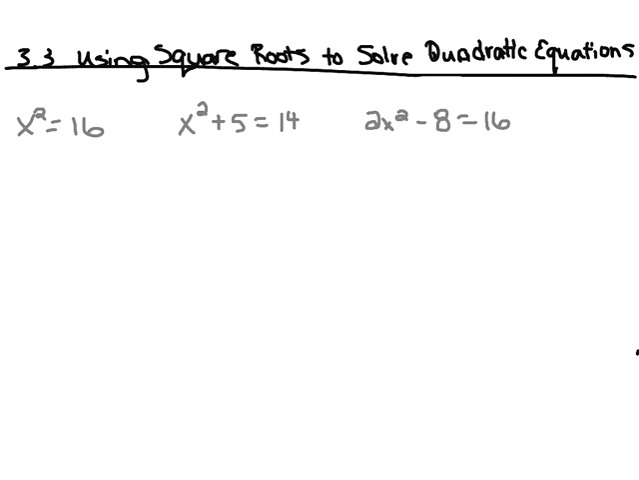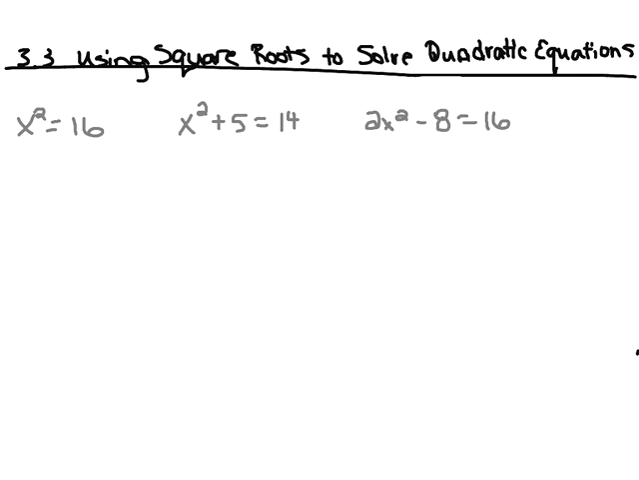Using square roots to solve quadratic equations. So when we're determining a square root, you first have to isolate your x term, take the root of each side, and then verify the solution. And keep in mind that when you take the root of a number, it'll be plus or minus that number.